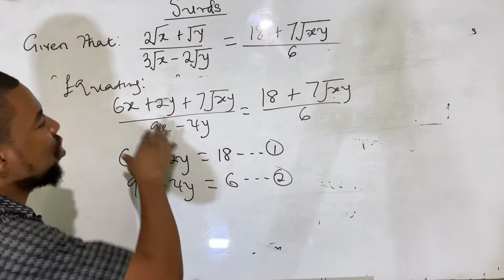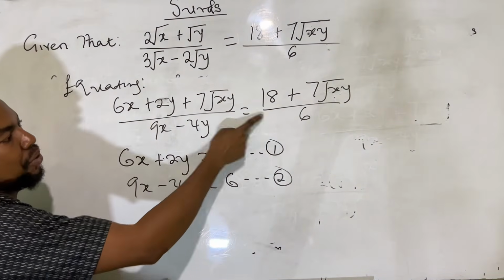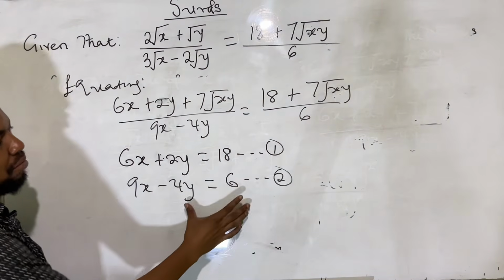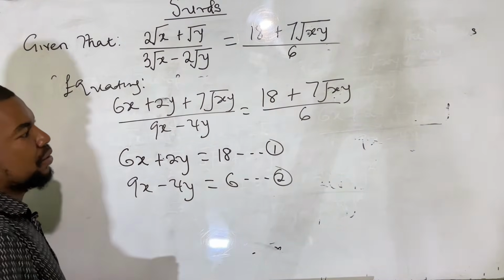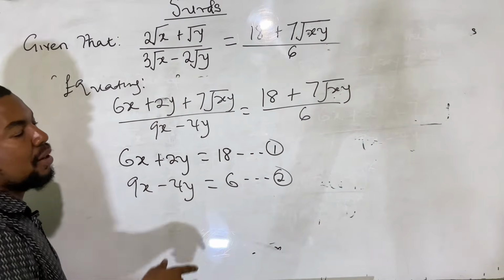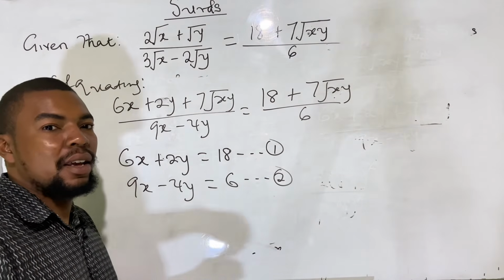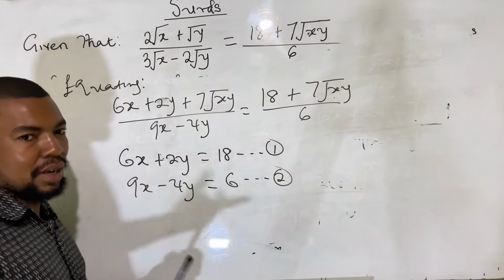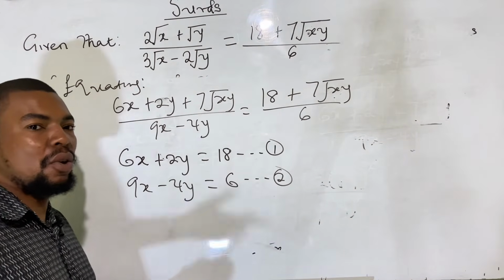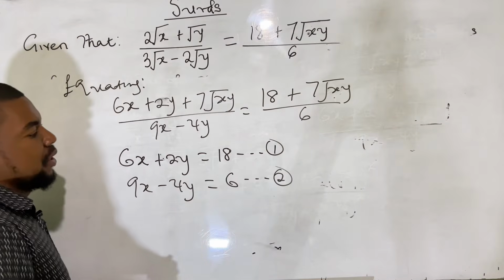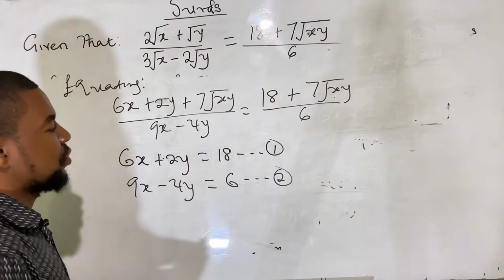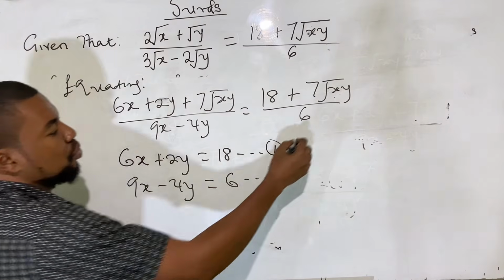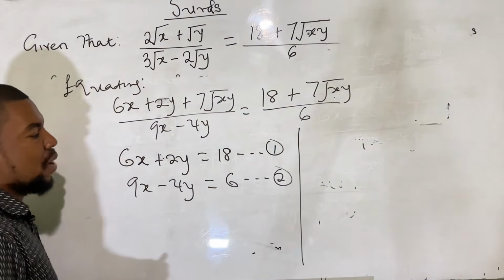So you see, we compared rational for rational, rational again for rational, and luckily we were able to come up with this. An irrational number cannot equal a rational number. It's not really possible. So rational is equal to rational, while irrational is also equal to irrational. So we are going to solve these two equations simultaneously. I'm going to use the elimination method to solve for x and y.